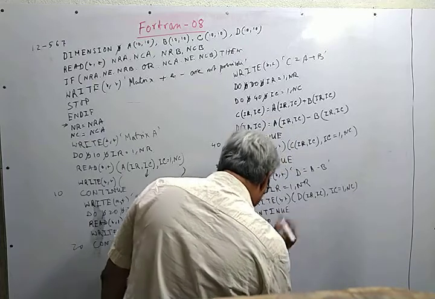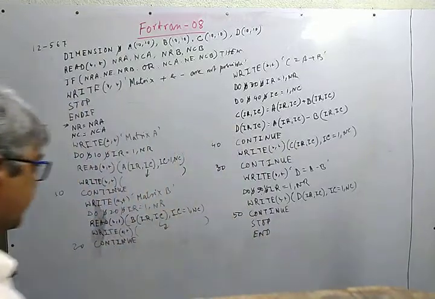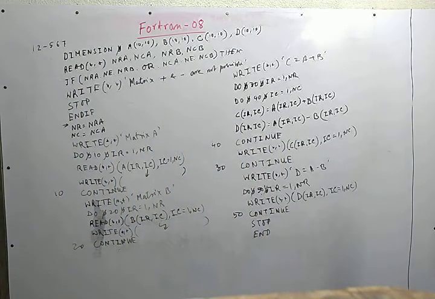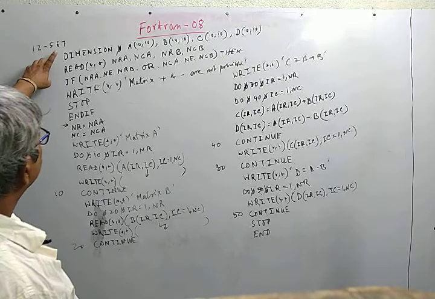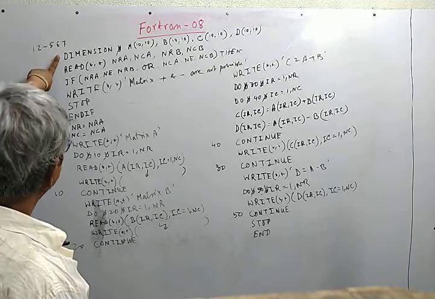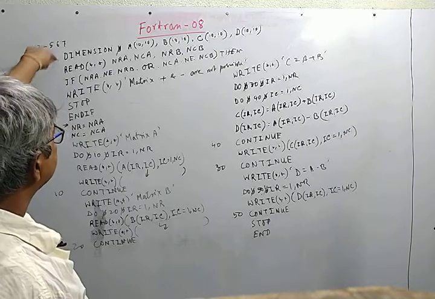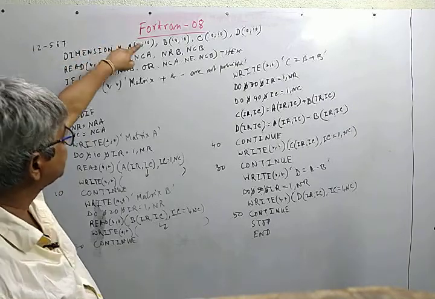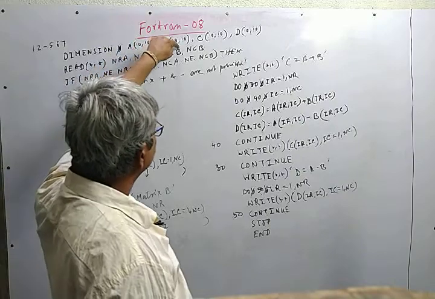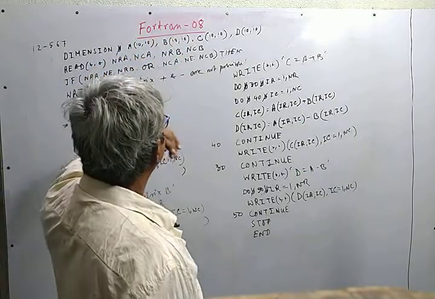This is a complete program on the matrix addition and subtraction. Let me first explain the program. By this line, we assign the dimension of the matrices as a two-dimensional array. A and B are input matrices, C and D are output matrices.